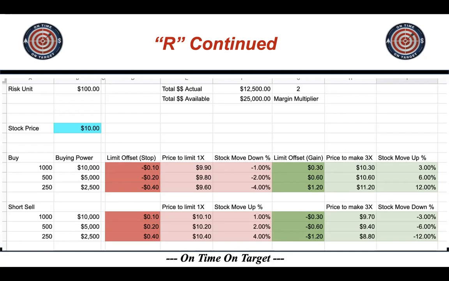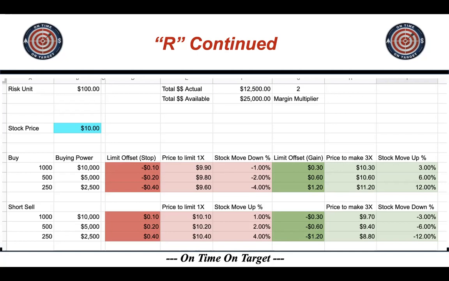Then you look at the green part: okay, if I'm going to make money, I need 3R. I need this thing to move up 30 cents. So there's the price, it would need to go up to $10.30. It would need to move up 3% in really the first 20 minutes of the day, or whatever your time. For the day trade challenge it is 20 minutes, but for whatever your trade is, if it moves that fast, if it pops, then you can be back out of the trade with 3R very quickly.